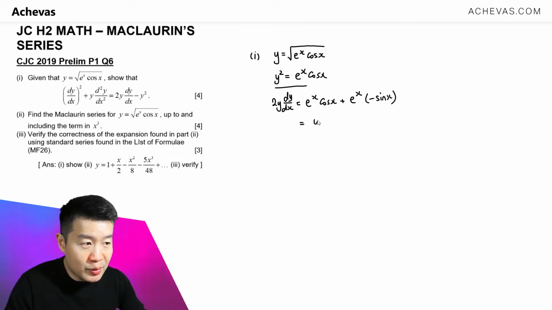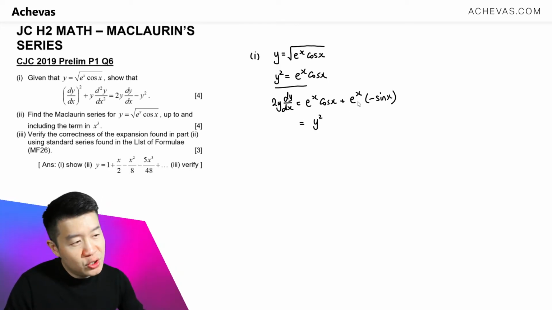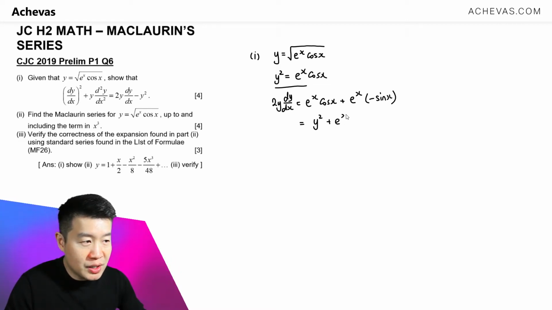So this here, I'm going to try to replace. This, too bad, I don't think we can do much about it. I'm going to leave it as it is first. So e to the power of x minus sine x, it will be minus this. So let me erase this. So we have e to the power of x sine x. So on the left-hand side here, we have this.